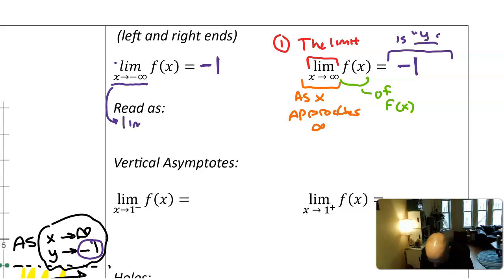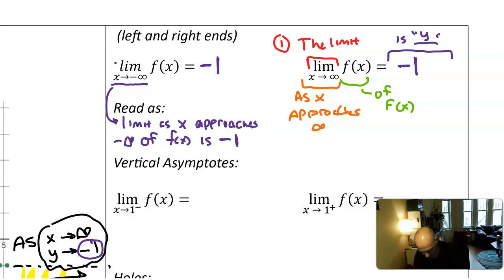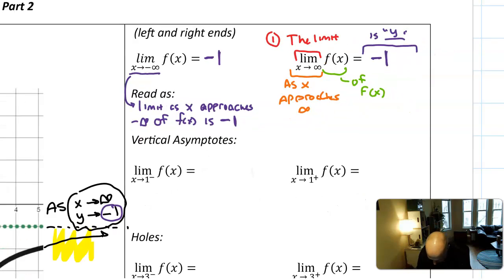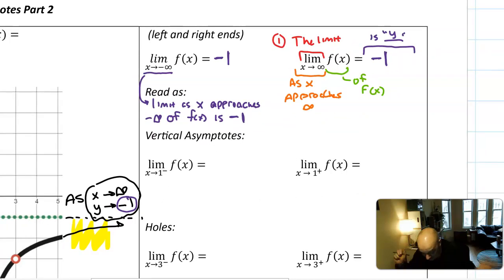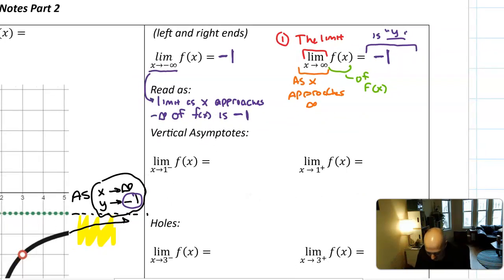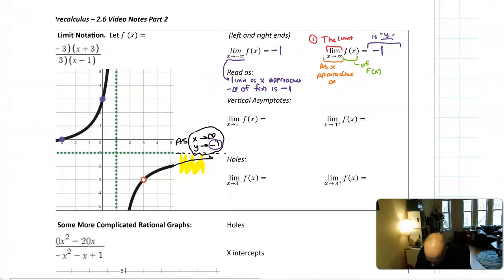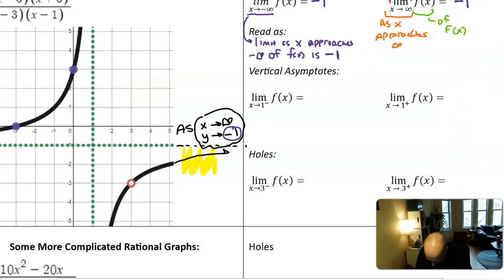The limit as x approaches -infinity of f of x is -1. Just to get some practice reading that out. Okay. So that's how we read limits. It's just the same as our end behavior notation for polynomials. But let's look at this vertical asymptote.